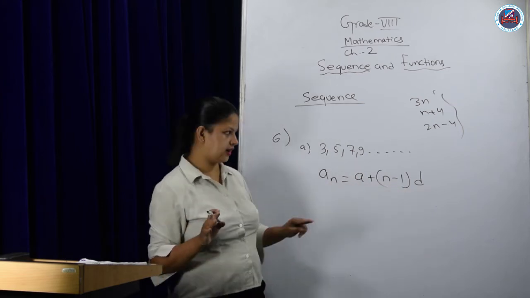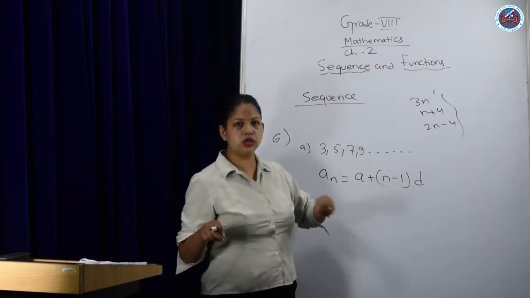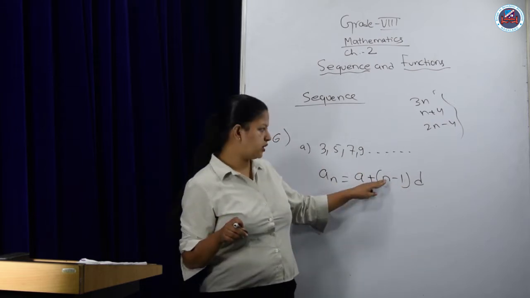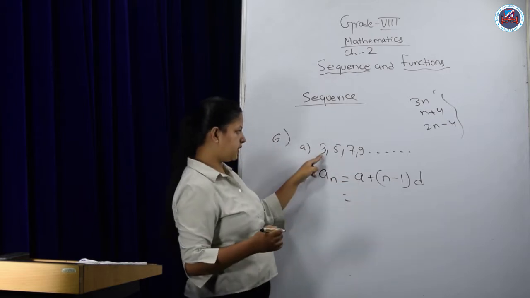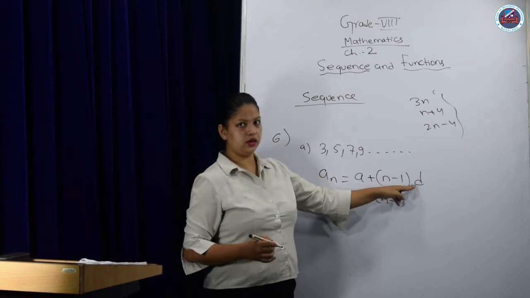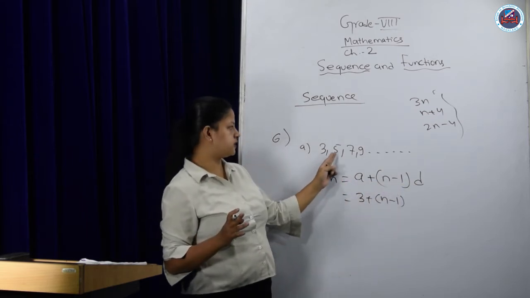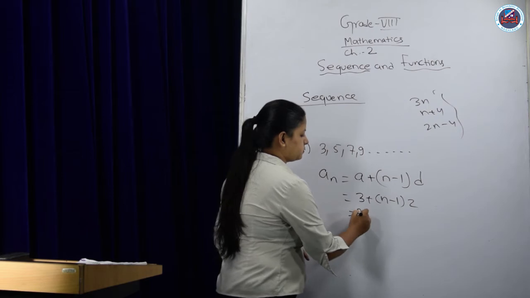Now I have told you what they are. a is the first term, d is the common difference, n is whichever term it is. Now we are going to find the nth term. Let us calculate. a will be 3, the first term, and n stays as it is. d we find by subtracting, second minus first: 5 minus 3, 2. So we keep 2 here.